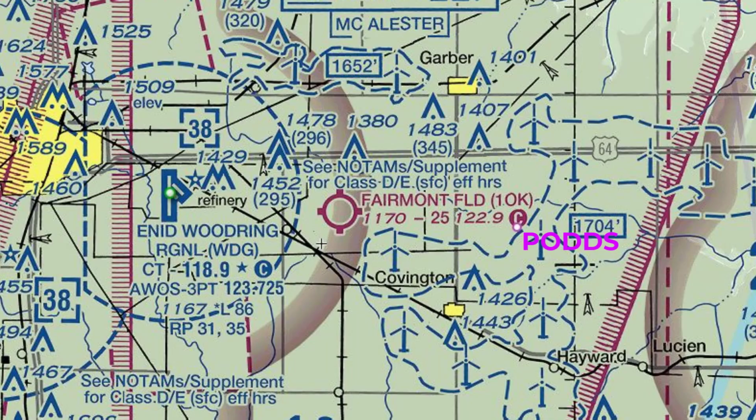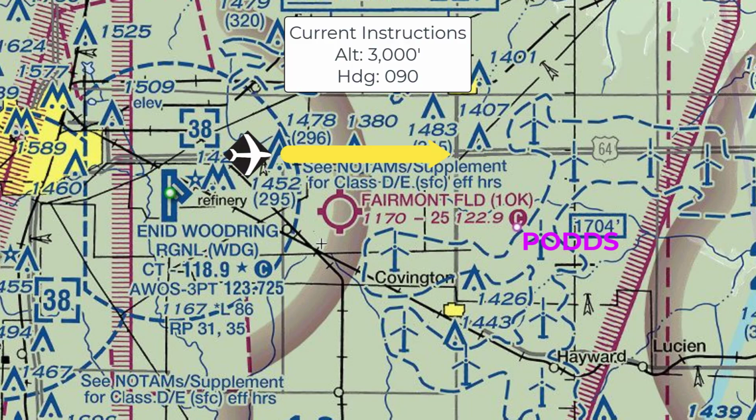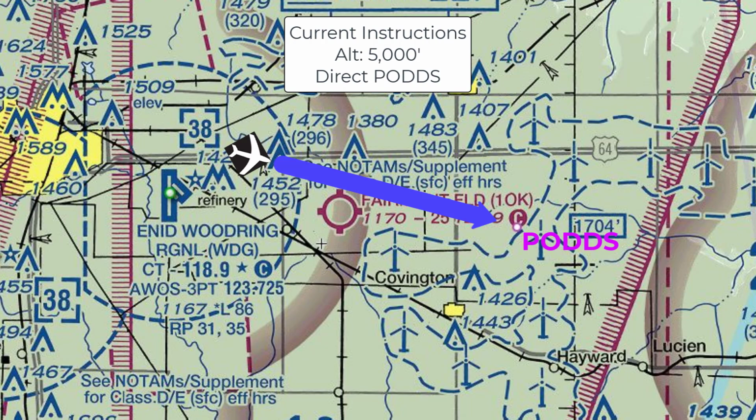So let's set up this hypothetical situation. You've just departed Woodring on a heading of 090 at 3000, and your approach controller says, "Dragon 18, climb maintain 5000, clear direct PODS." As soon as you say "Dragon 18, clear direct PODS," you're implicitly stating the following to be true.